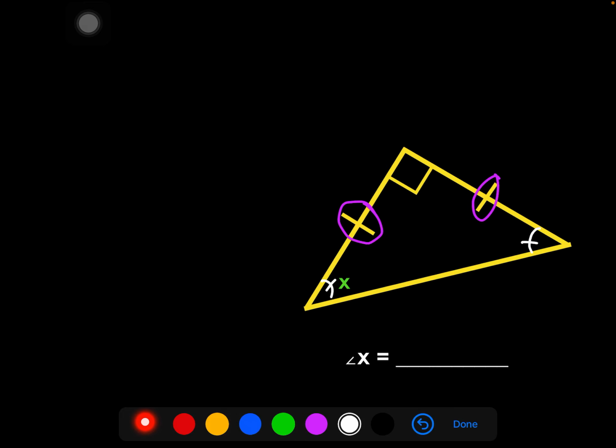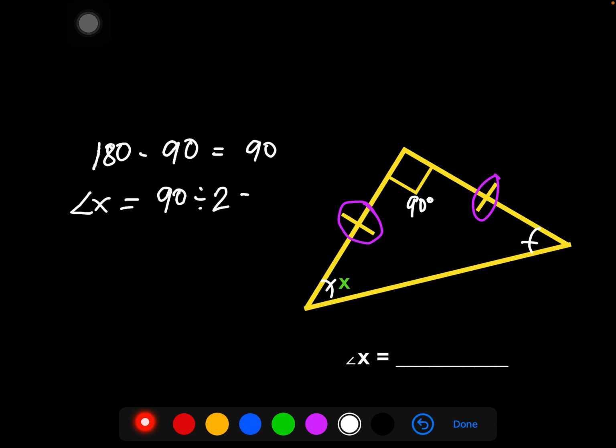Following that, let's solve for X. So this one right here means it's 90 degrees. Earlier, we said that the angles inside the triangle sum up to 180 degrees. So we can now do 180 minus 90 degrees, which will give me 90 degrees. And to look for angle X, since I have two equal angles, it also means that I can divide 90 by 2 to get one angle, which is 45 degrees.